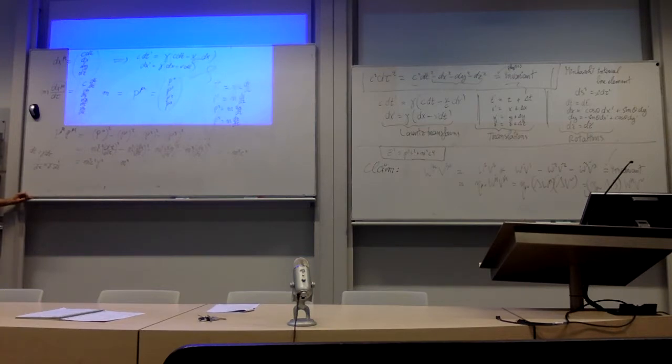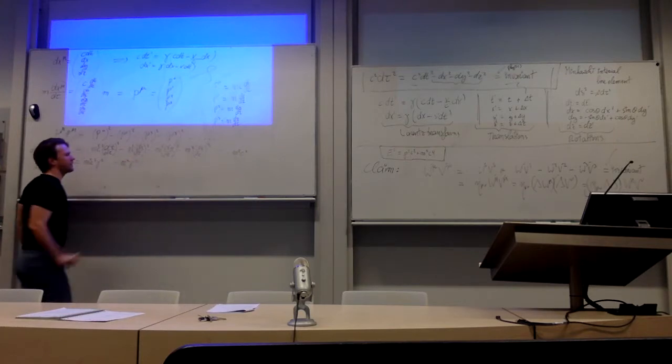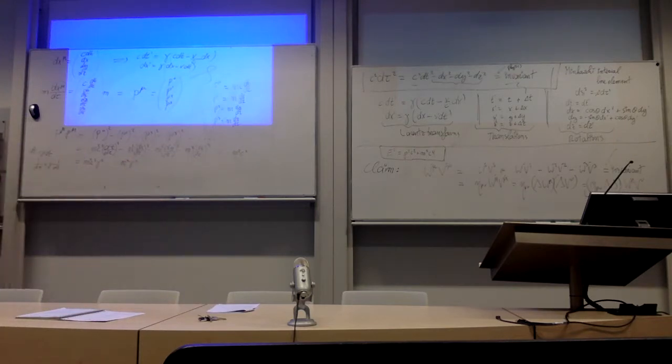So it's gamma squared times... Wait, is that correct? Sorry. No. Yeah, it should be. Sorry, yeah, because it's inside. Times v squared. Yes.